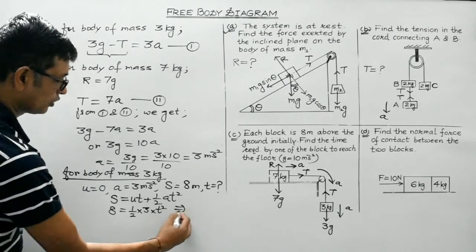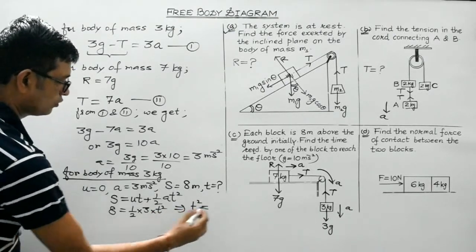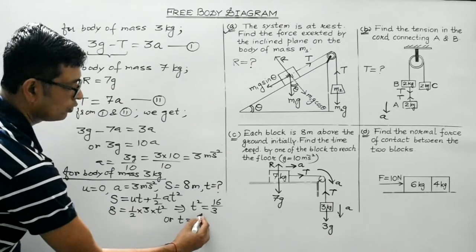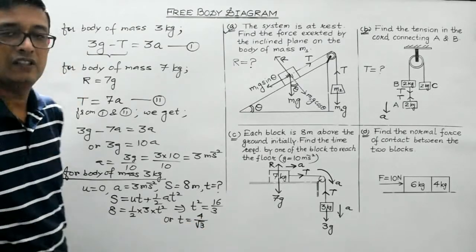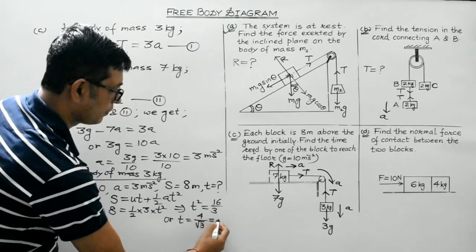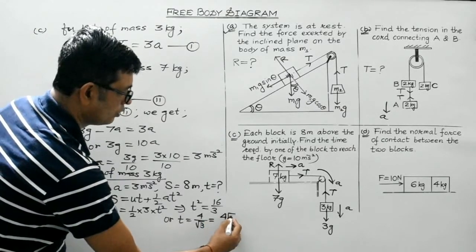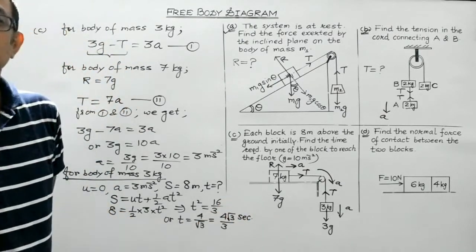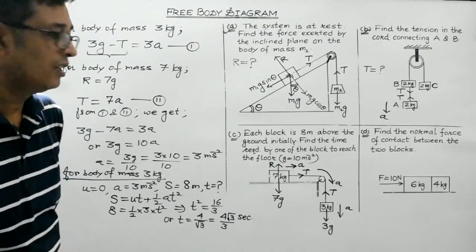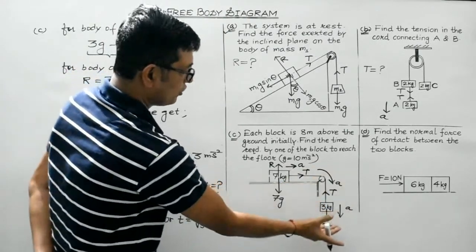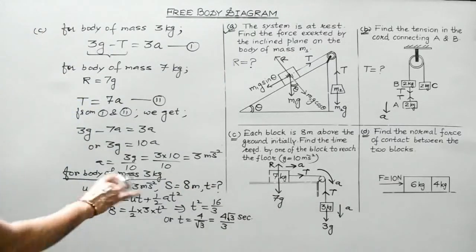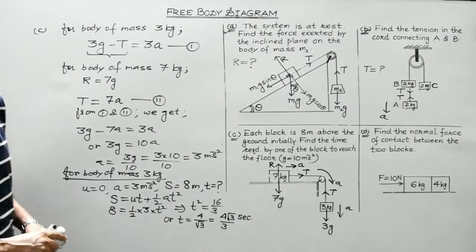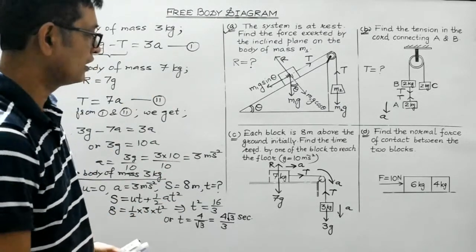Right, students? So what we get is t square would be equal to 16 by 3, or taking only the positive sign, t would be equal to 4 by root 3. So that would be equal to 4 root 3 by 3 seconds. So this will be the answer. This is the time taken by the body of mass 3 kg to reach the floor. Right? So this is all that needs to be done. Okay, I'm sure you have noted down this solution. You have understood it clearly.